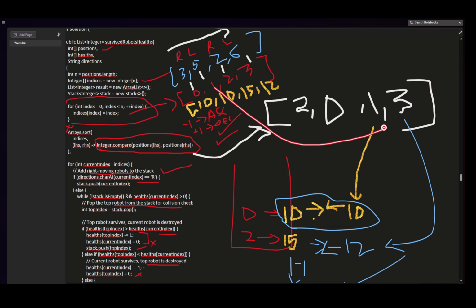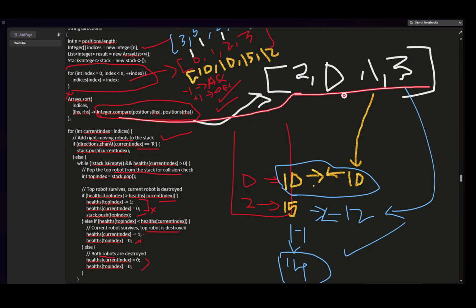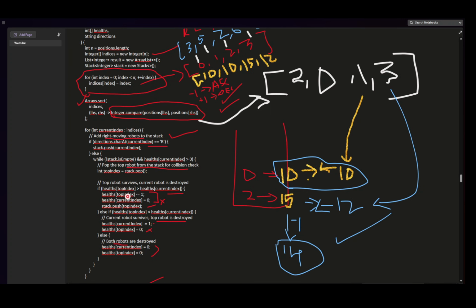The same thing has been placed in the third position. And the last one will be 6, having index 3, which is stored here. So this is the sorted order. After sorting, we have this particular index array, and on this index array I will be iterating.